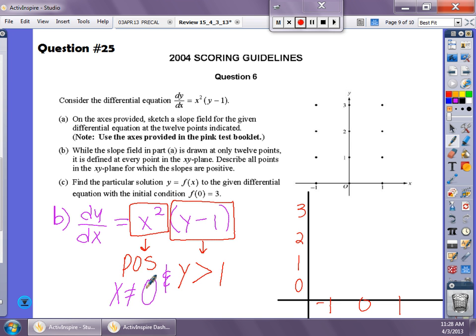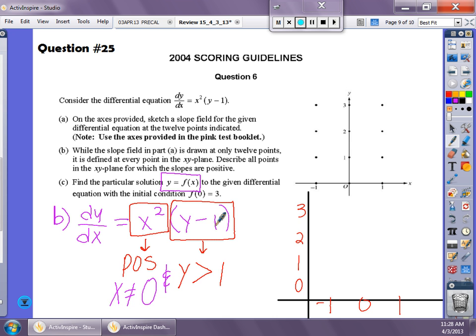Okay? All right, and then part C asks you to find the particular solution where y is equal to f of x to the given differential equation with the initial condition f of 0 equals 3. This is very specific. Because it says y equals f of x, it tells you that when you're done, your answer better be a y equals equation. You can't have a y plus something equation. It has to be y by itself. If it just said find an equation, then you could do any kind of equation. Y doesn't have to be by itself. So be very careful when it says this. Y has to be by itself.